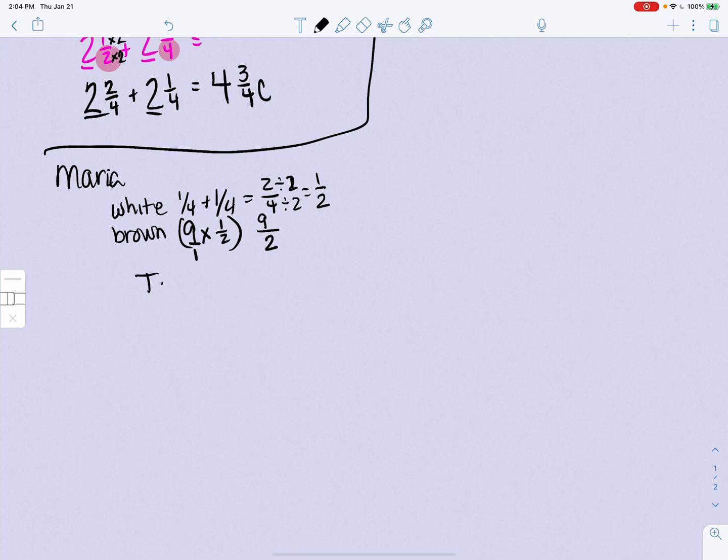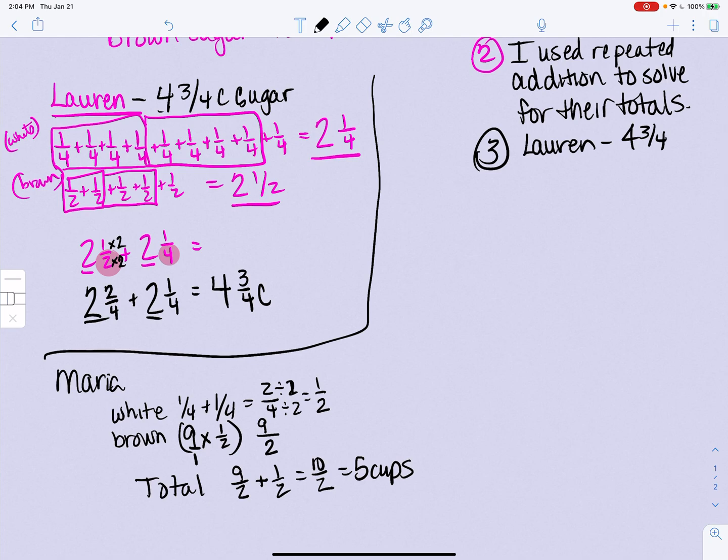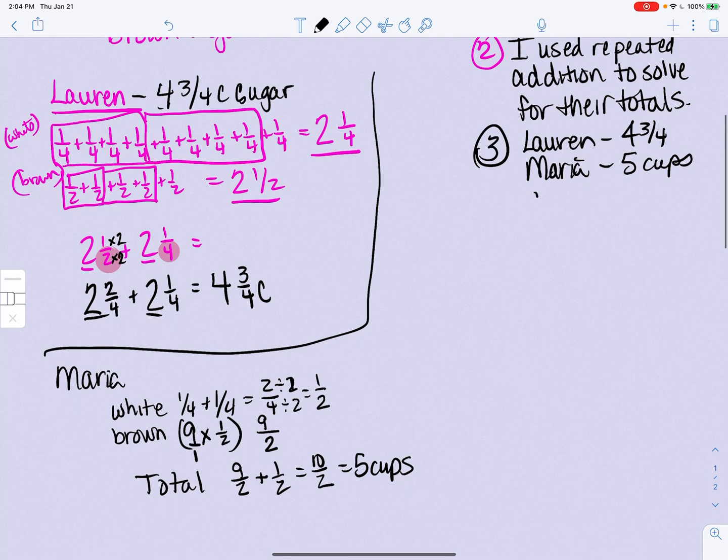So her total is 9/2 plus 1/2, which equals 10/2, which reduces, 10 divided by 2 is what that really means. 10 divided by 2 is 5 cups. Ooh, I got 5 cups of sugar. Let's see, is that available down there? Yes, it is. So the answer for Maria is 5 cups of sugar. We've got to go to the next person, Janice and Bob. Those are interesting names.